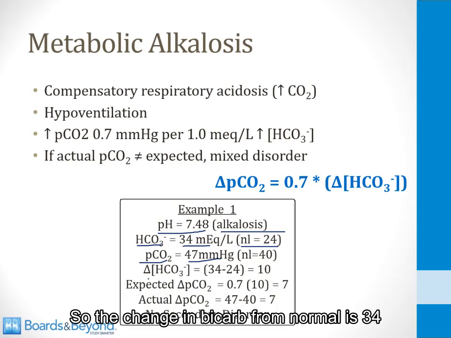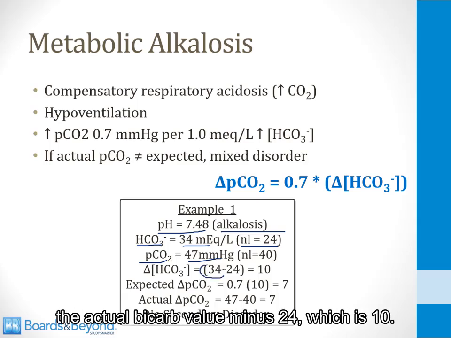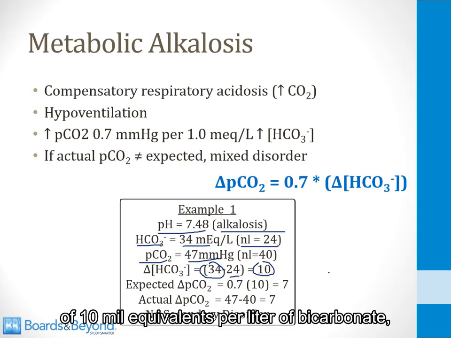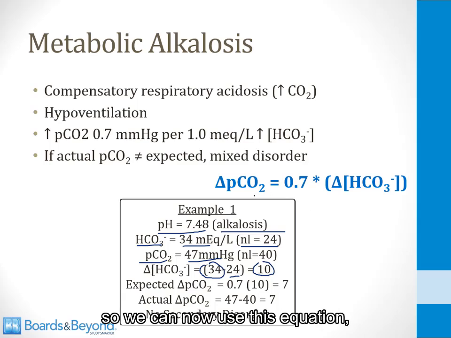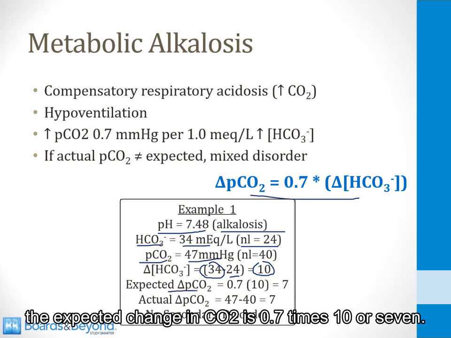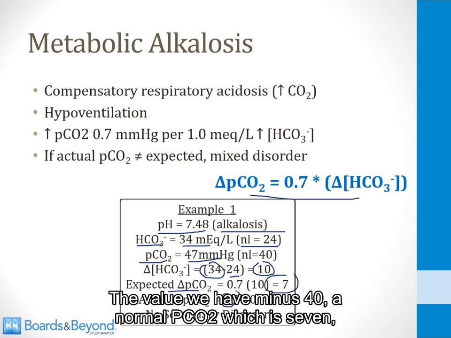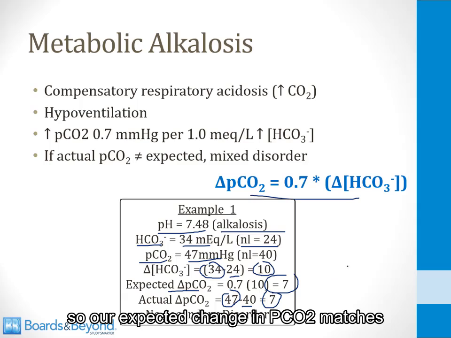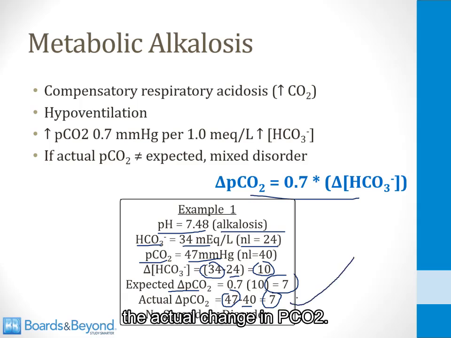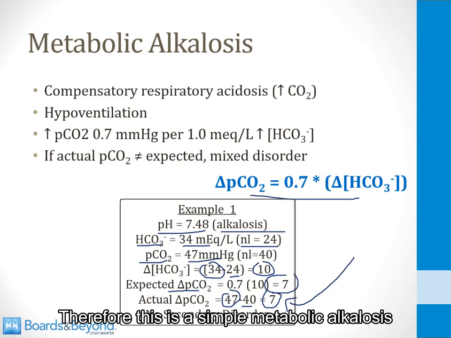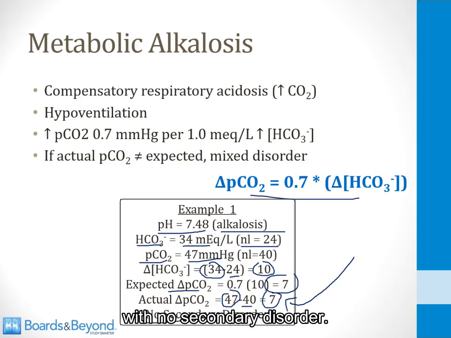So the change in bicarb from normal is 34, the actual bicarb value, minus 24, which is 10. So we have an increase of 10 milliequivalents per liter of bicarbonate. So we can now use this equation and say that for an increase of 10, the expected change in CO2 is 0.7 times 10, or 7. Our actual change in PCO2 is 47, the value we have, minus 40, a normal PCO2, which is 7. So our expected change in PCO2 matches the actual change in PCO2. Therefore, this is a simple metabolic alkalosis with no secondary disorder.